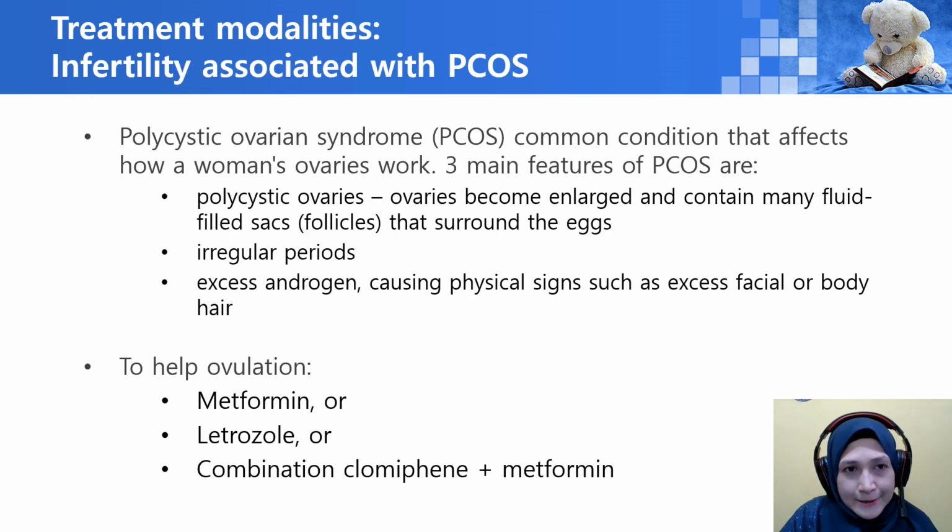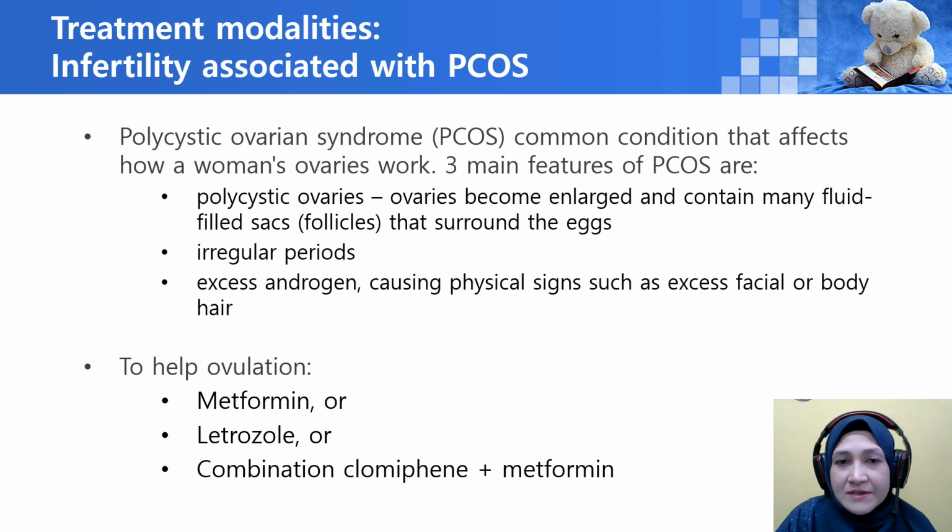And this is when infertility occurs in association with PCOS. As I mentioned before, PCOS is polycystic ovarian syndrome. It affects how the woman's ovaries work, and the woman has ovaries that are enlarged and have many follicles inside. It causes them to have irregular periods, and it can also be associated with an increase in androgen, okay, causing physical signs such as excessive facial or body hair.